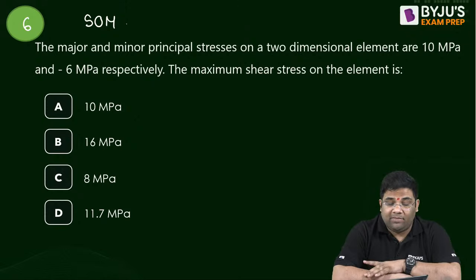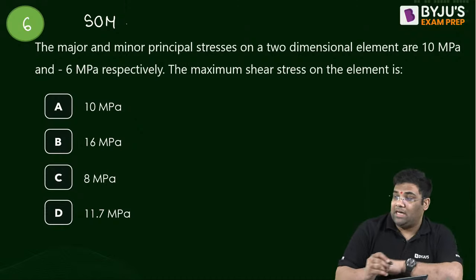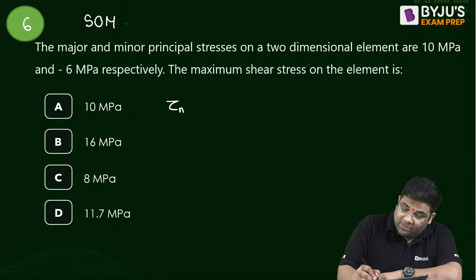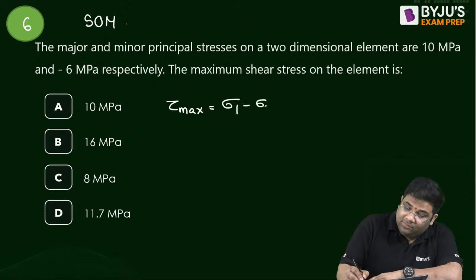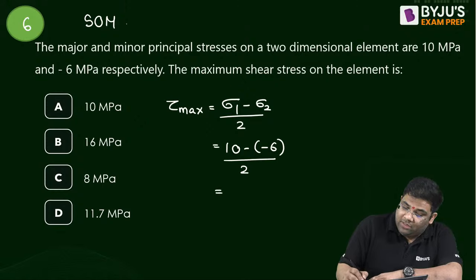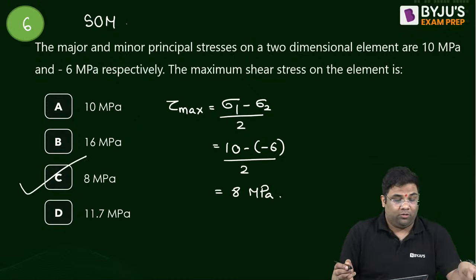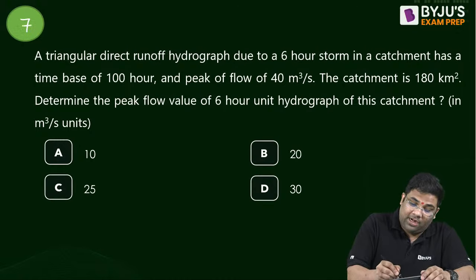The major and minor principal stresses are given and the maximum shear stress is asked. Yes, very good. The maximum shear stress is equal to sigma 1 minus sigma 2 by 2. That is equal to 10 minus of minus 6 divided by 2. That is equal to 8 MPa. Very good. Question number 7. Hydrology. Please solve this question.